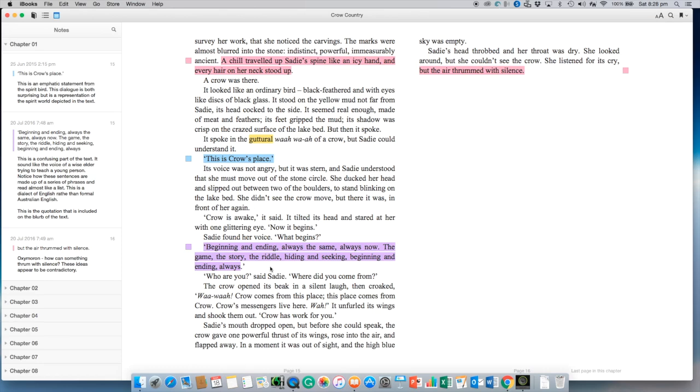Beginning and ending, always the same, always now. The game, the story, the riddle, hiding and seeking, beginning and ending, always.